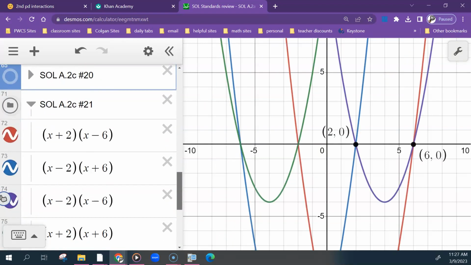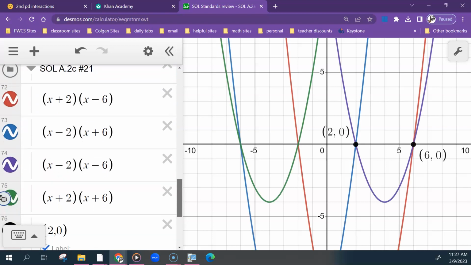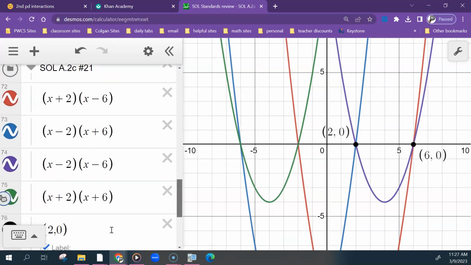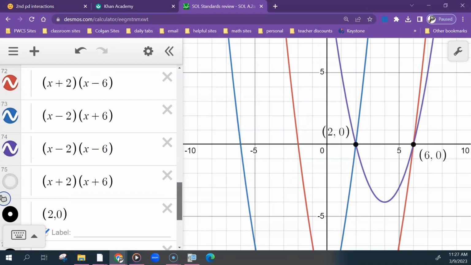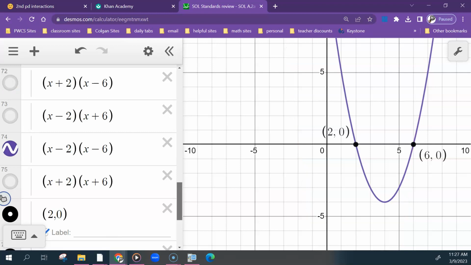And then same thing for 21, except the format is different. So you would put in each of those. It tells you your zeros or intercepts are at 2 and 6. So if you wanted to plot those two and look for which of these go through those 2 points, there's only one. The green one doesn't at all. The blue goes through one but not the other. And the red goes through one but not the other. So the purple goes through both.